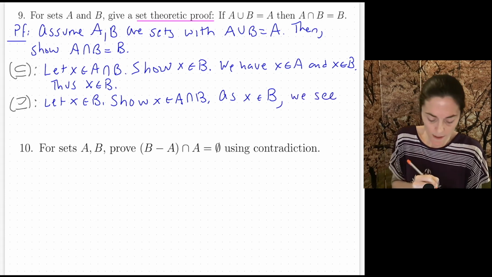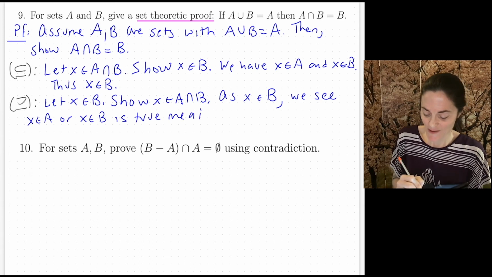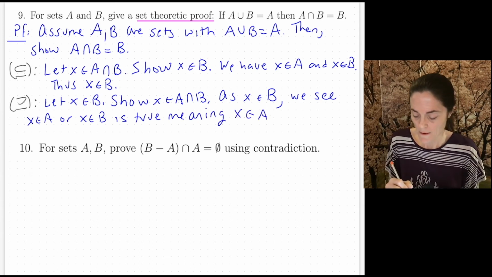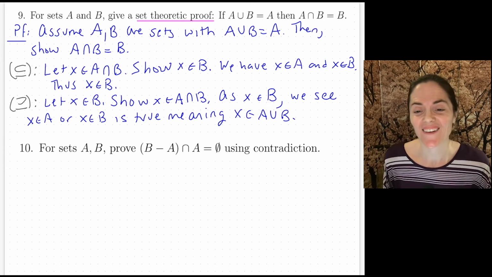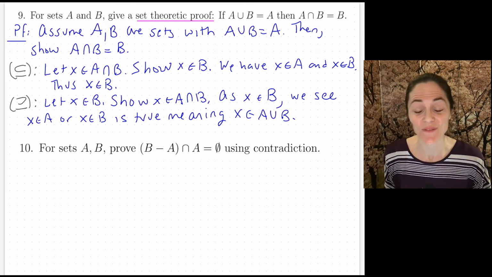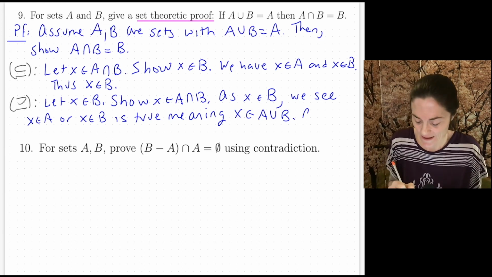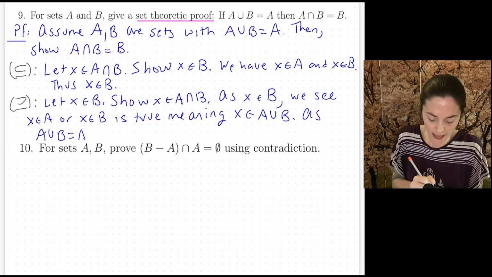We see certainly X is in A or X is in B is true. And this means X is in A union B. Now, here comes our hypothesis for the first time in this proof. A union B equals A. As A union B equals A, we have X is in A.